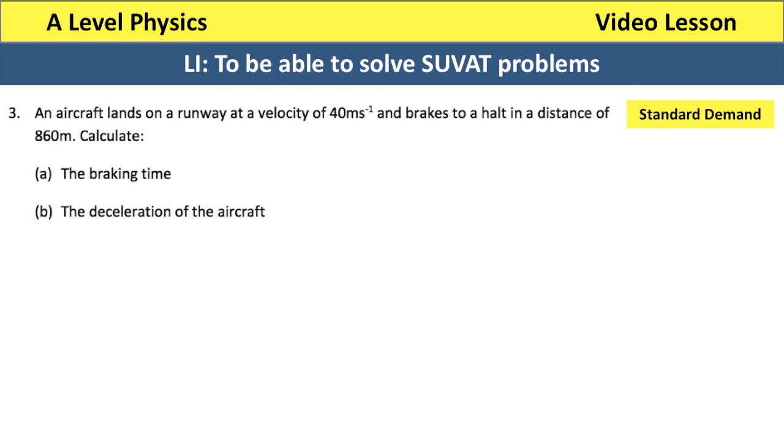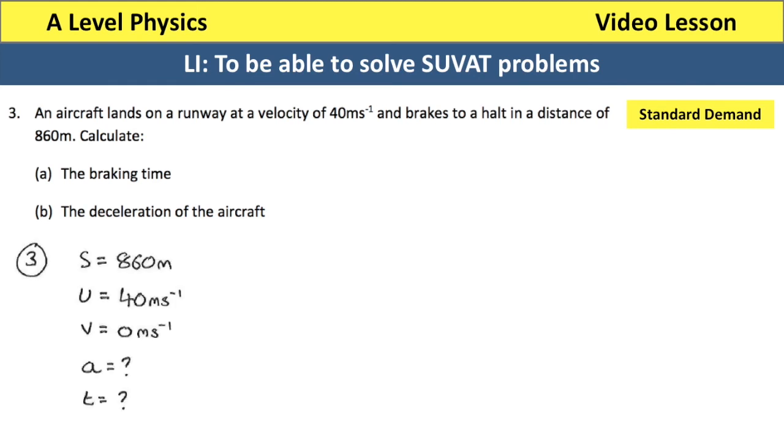Question 3. An aircraft lands on a runway at a velocity of 40 meters per second and brakes to a halt in a distance of 860 meters. Calculate the braking time. So to do this one, you should have written out Suvat already. So you should get S is 860, U is 40, and the final speed is 0 because it's coming to a halt, it's stopping. Now we want to work out the time, so I need an equation that has in it S, U, V and T. To do that, I'll use again S equals (U plus V) over 2 times T.